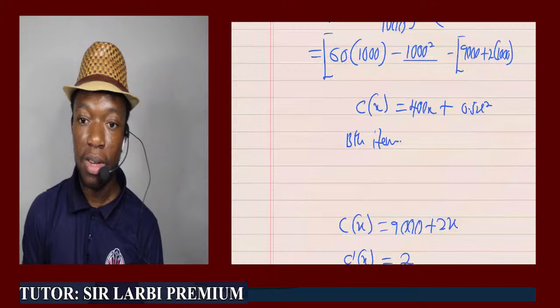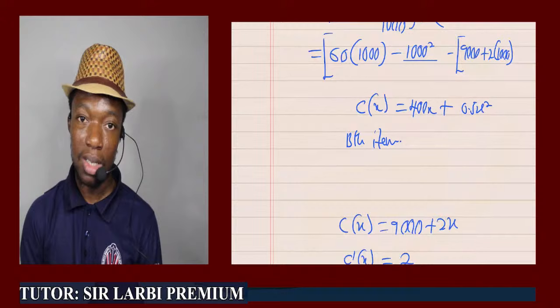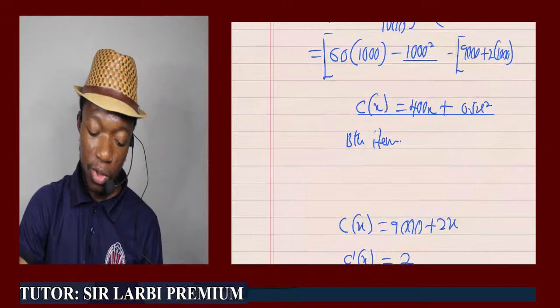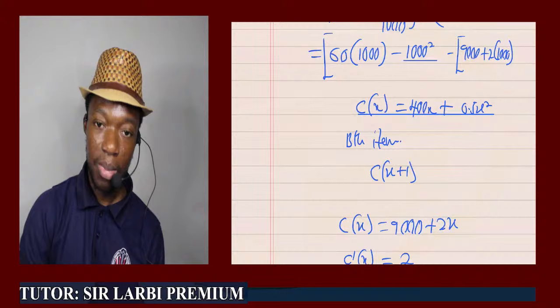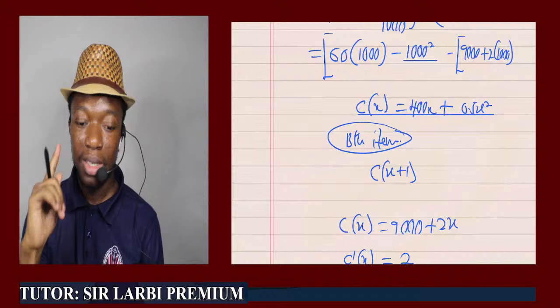To do that, you ask yourself: how much do we produce as an organization? The total production that we produce is in the form of x, so x will be given as a cost function here. For us to know the 13th item, it is supposed to be the cost of x plus 1. When we add plus 1 to the cost, that will give us the additional product we want to cost. This 13th item is actually a position. It's just one item that we want to produce, but in the 13th position.